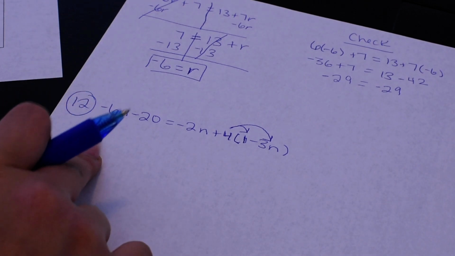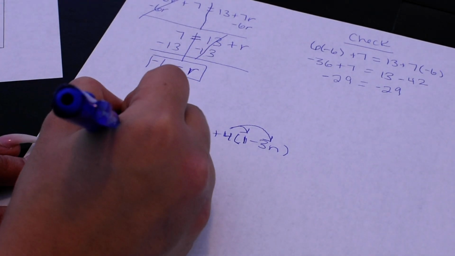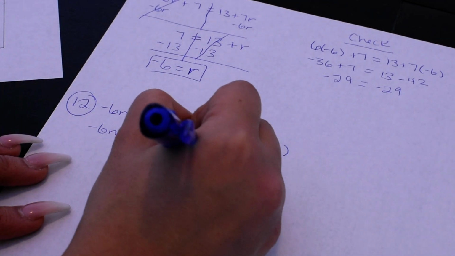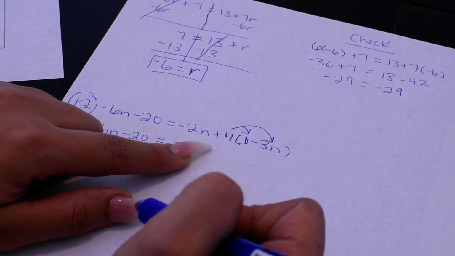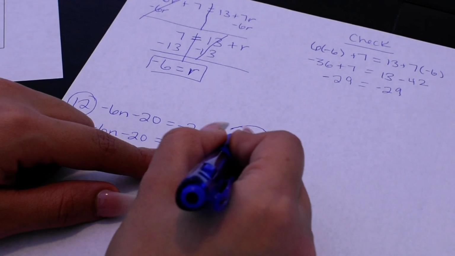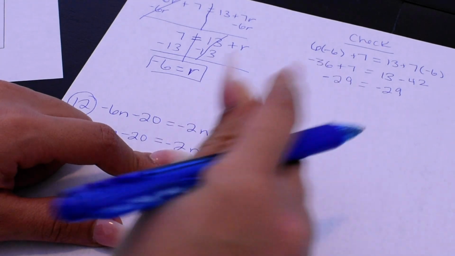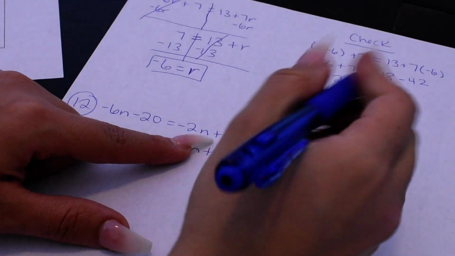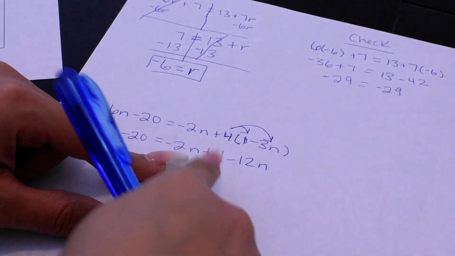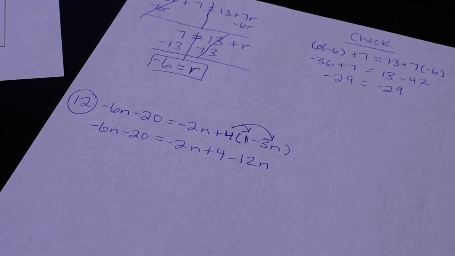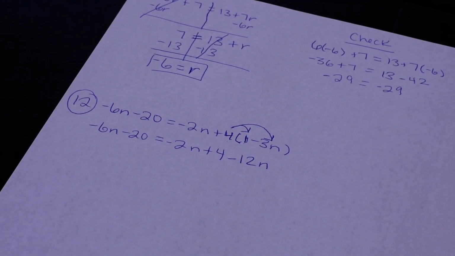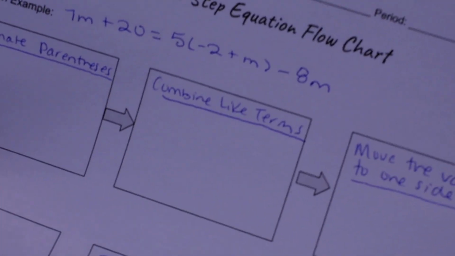So I'm going to write out the rest of my equation. And now I have to distribute. So plus 4, positive 4 times positive 1 is just a 4. And then positive 4 times negative 3n is negative 12n. So I'm not going to say plus negative 12n. I'm going to just put minus 12n. Y'all got that? Next step, combine like terms.